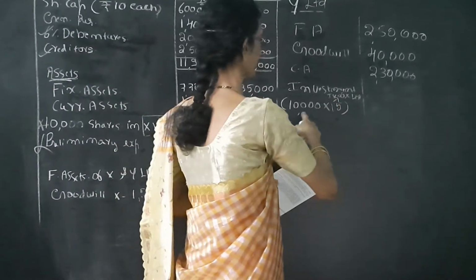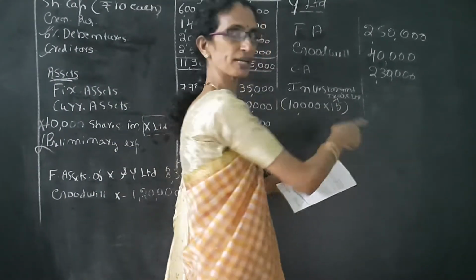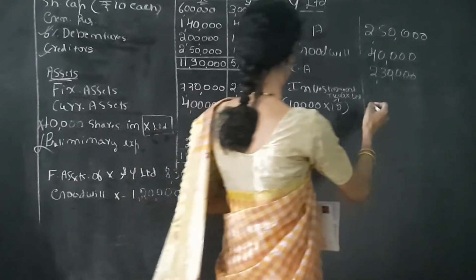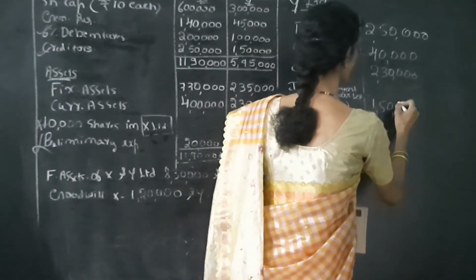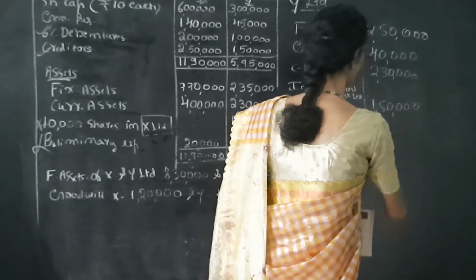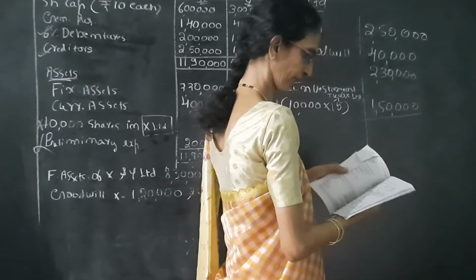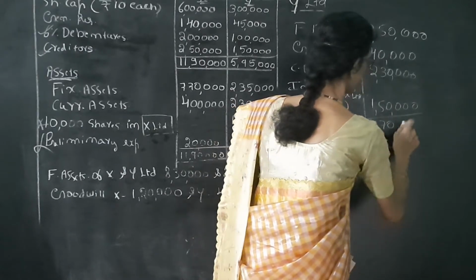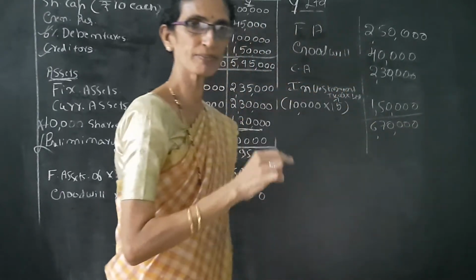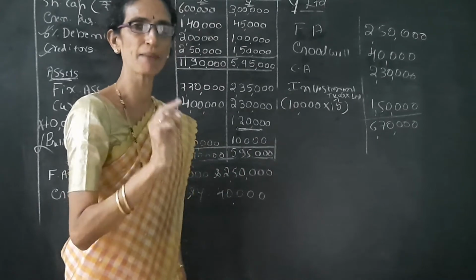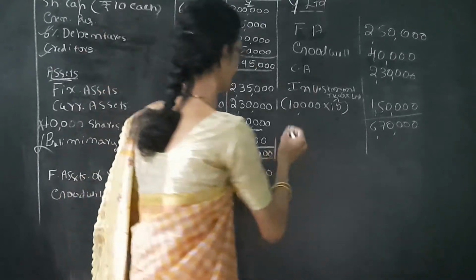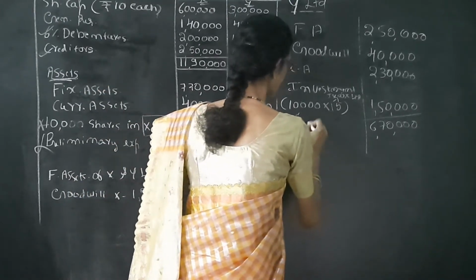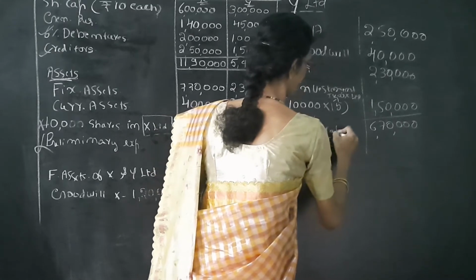So 10,000 shares, the intrinsic value of X Limited is 15. So it is 1,50,000. So add it, we get 6,70,000. From this amount, we have to deduct the liabilities payable to the outsiders.